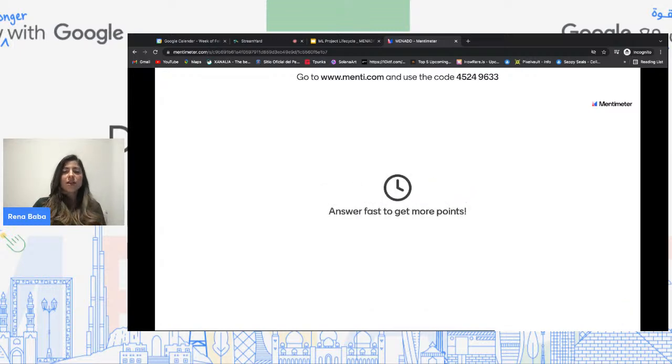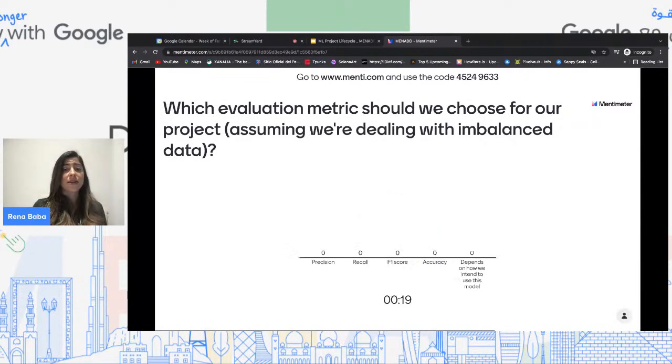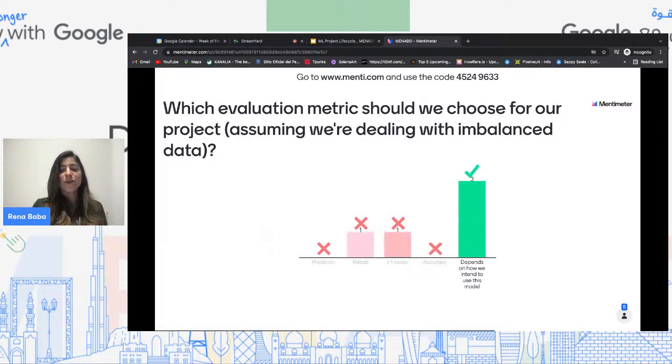Okay, so the question now is, for the employee attrition model, predicting employees who are likely to leave, which evaluation metric should we choose? And remember, we're dealing with imbalanced data. So you have precision, recall, F1 score, accuracy, or it depends on how we intend to use this model. Okay, right. So it's going to be how we're going to use this model.